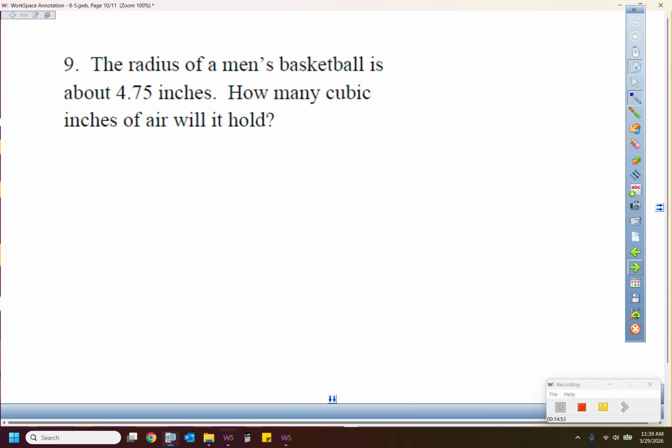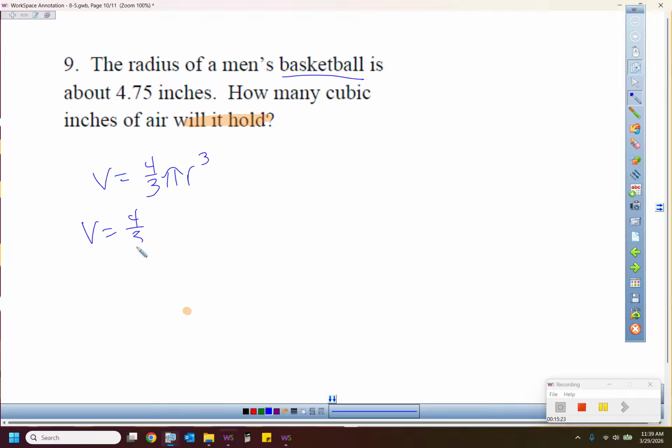Then a couple of questions about shape recognition. The radius of a men's basketball, so I hope we know that a basketball is most like a sphere, is about 4.75 inches. How many cubic inches of air will it hold? So you have to decide what concept. Is it surface area or is it volume? If we're going to hold the air, it's going to be the volume. So we'll start with the formula for volume of a sphere. And here's a weirdo little decimal.